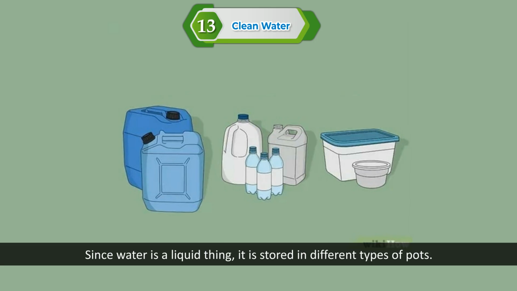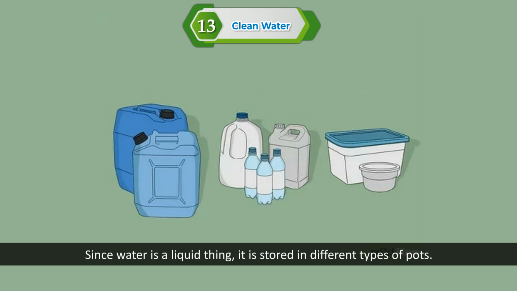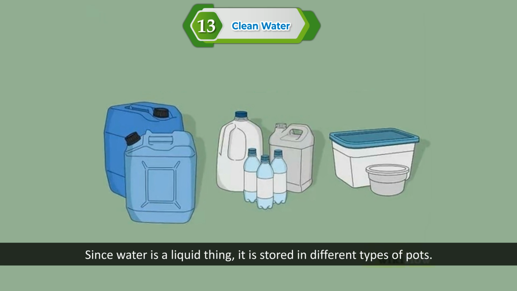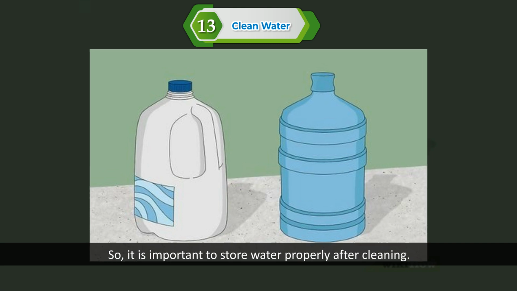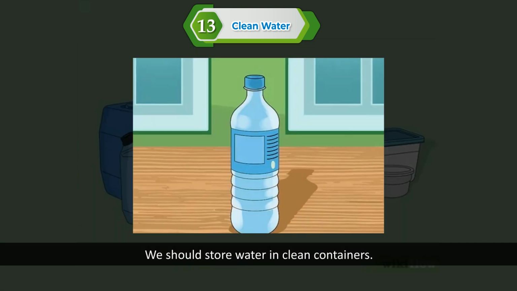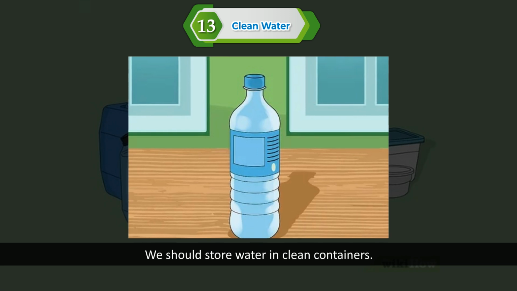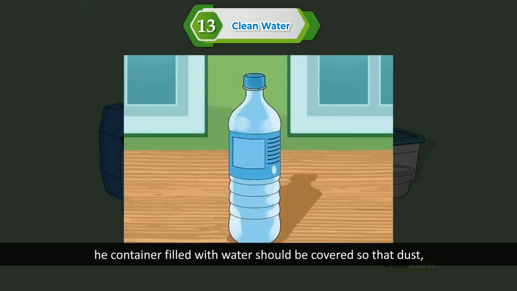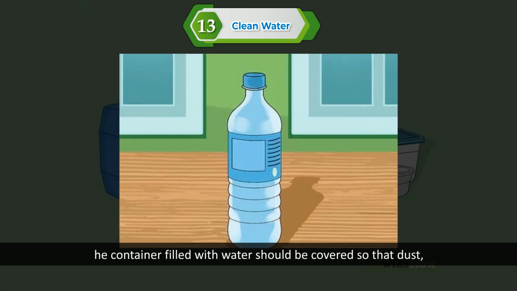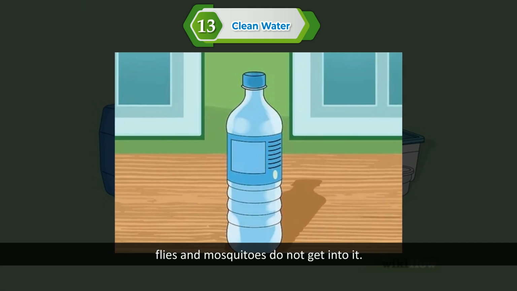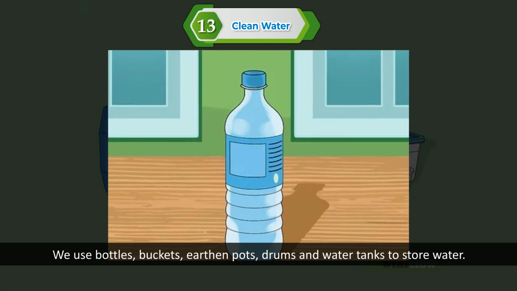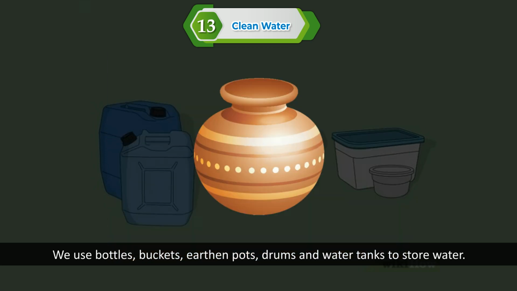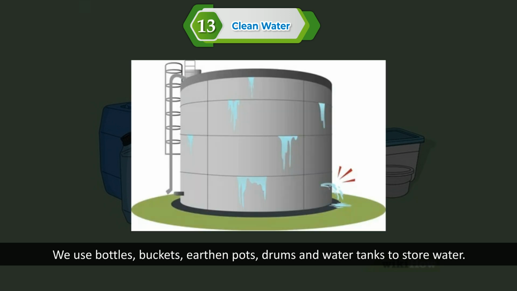Storing water. Since water is a liquid thing, it is stored in different types of pots. So, it is important to store water properly after cleaning. We should store water in clean containers. The container filled with water should be covered so that dust, flies, and mosquitoes do not get into it. We use bottles, buckets, earthen pots, drums, and water tanks to store water.